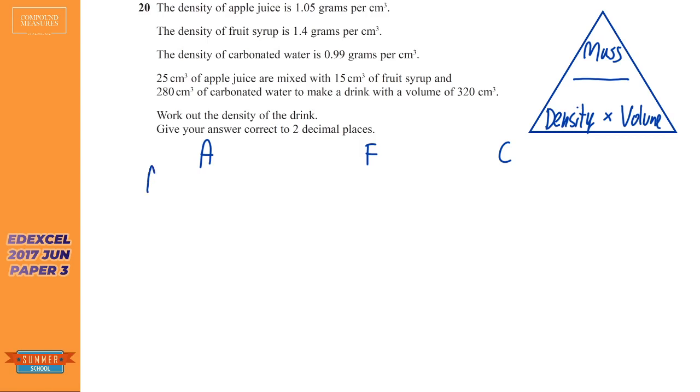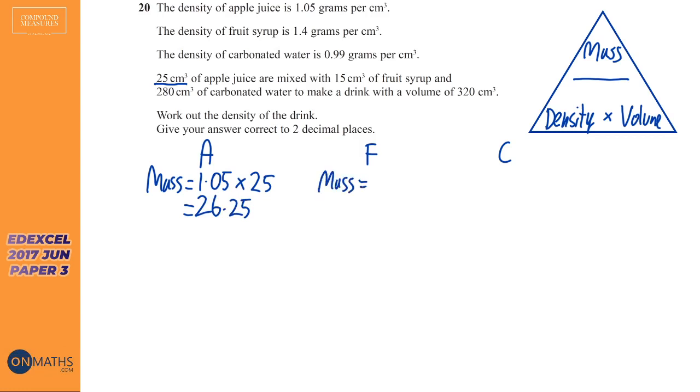So to work out the mass, which we need to work out for each of these, all we need to do is multiply the density by the volume. So the density of the apple is 1.05. The volume is given here, so it's 25 centimetres cubed. Yeah, that's right. And so the answer is 26.25. So let's keep going. The mass of the fruit syrup will be 1.4 times, and it says it here, 15 that we're using. So on the calculator, 1.4 times 15, it's going to be 21.